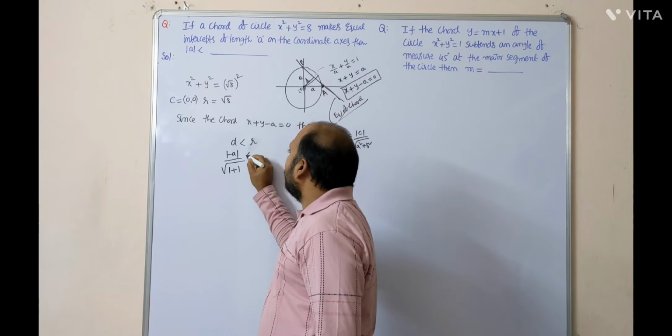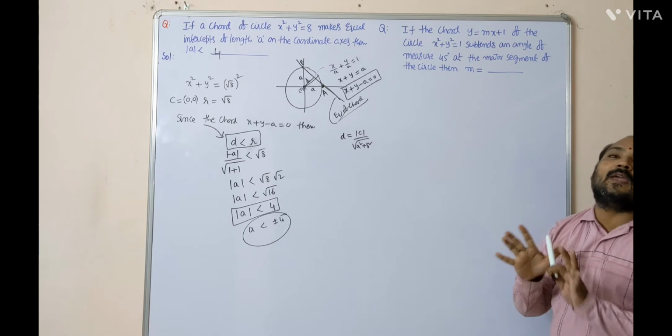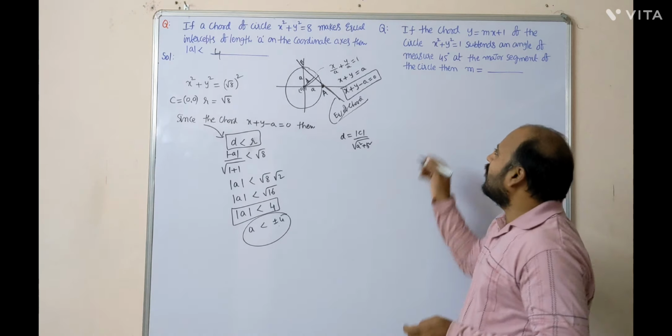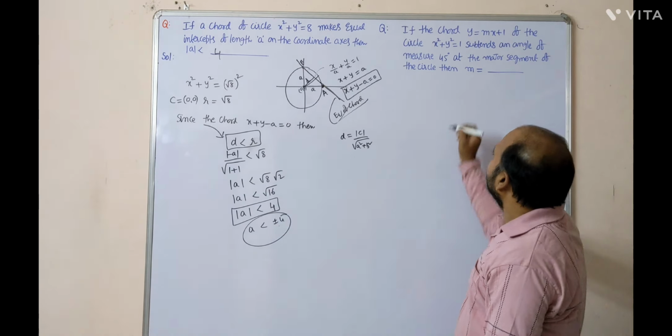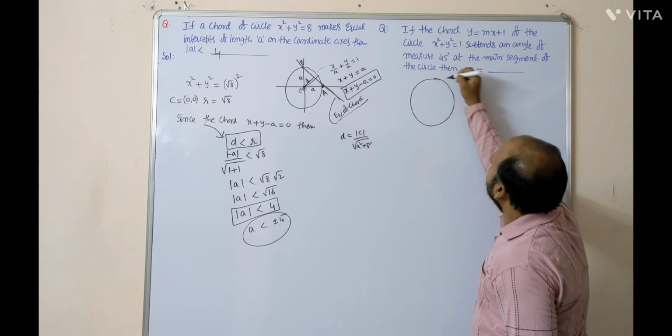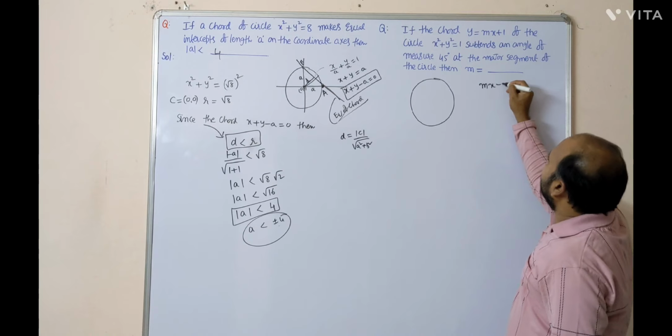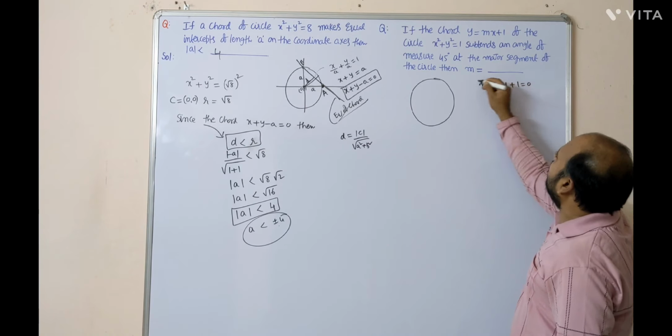If the chord y is equal to mx plus 1 of the circle x square plus y square equal to 1 subtends an angle of measure 45 degrees at the major segment of the circle, then m equal to. Very, very important question. This is conceptual, it is a good question. This is the circle equation. This chord equation, y is equal to mx plus c, I am writing in the form of ax plus by plus c. So mx, y I am taking this side, minus y plus 1 is equal to 0. This is the chord equation.